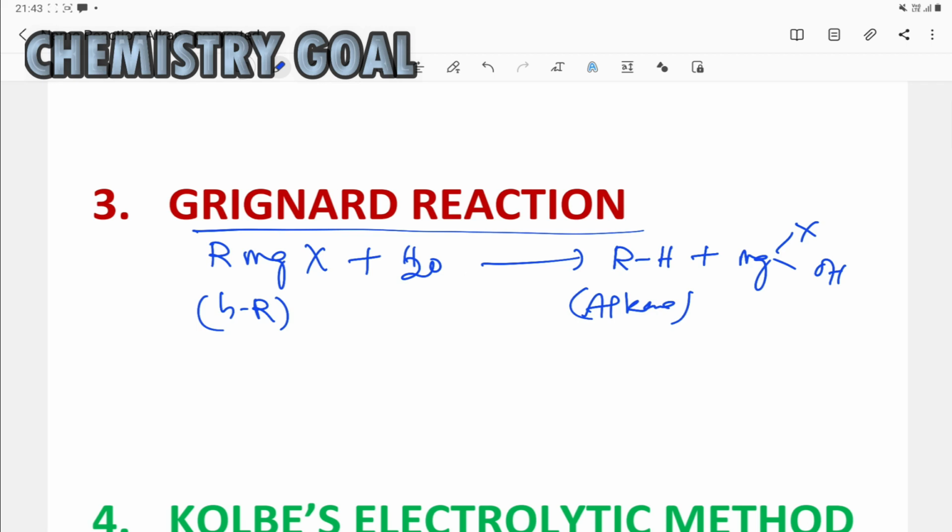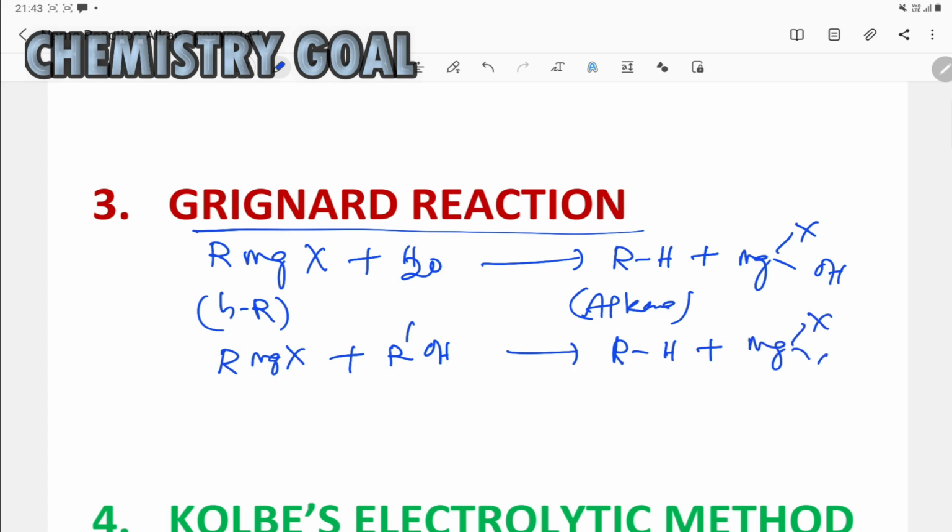So alkane can also be prepared by using alcohol. If you take RMgX, if you take alcohol, you can get the same alkane, and side product is Mg(X)OR. This is also alkane. So Grignard's reagent reacts with water or alcohol forming alkane. This reaction is called Grignard's reaction.